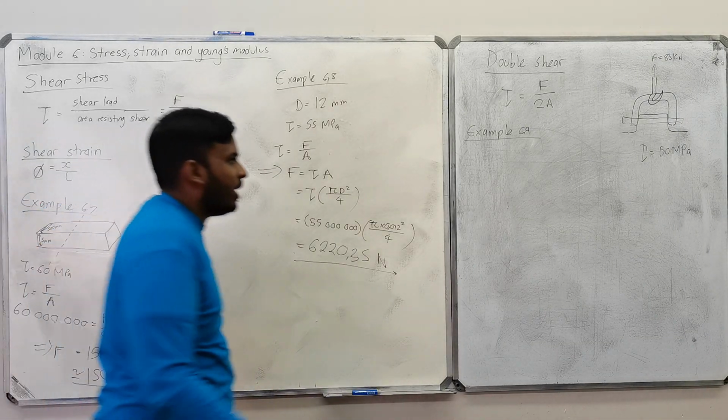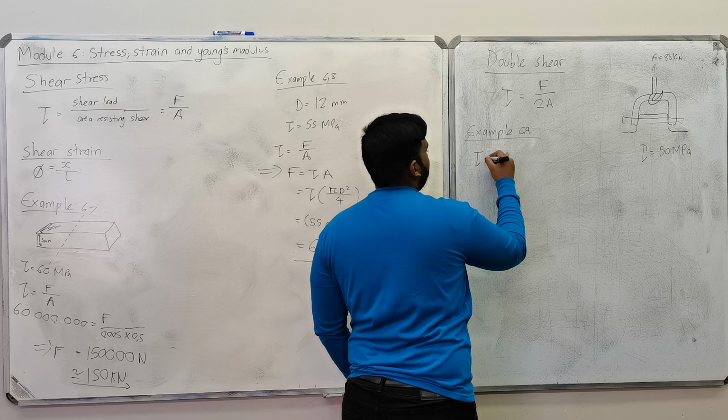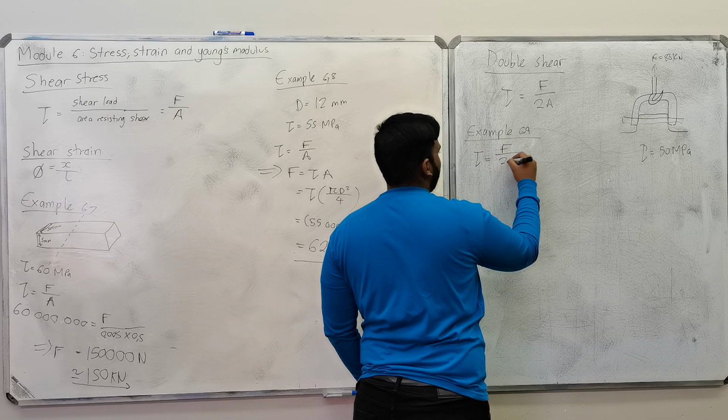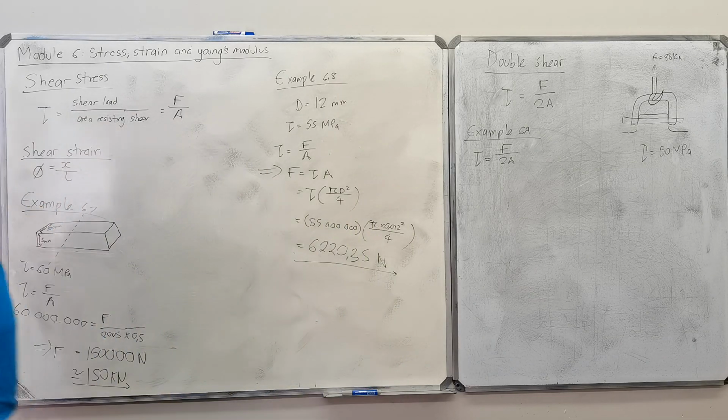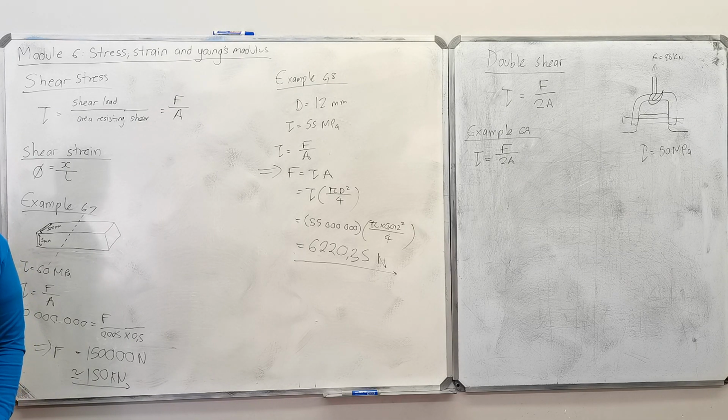So start with your formula as normal. Shear stress is equal to force over 2A. This is because of double shear, right? In this question, because they told you in figure 6.1H, you'll know it's double shear. Try to remember that word clevis, because most of the time they'll ask you with that word. If they give you that word, you know it's double shear.